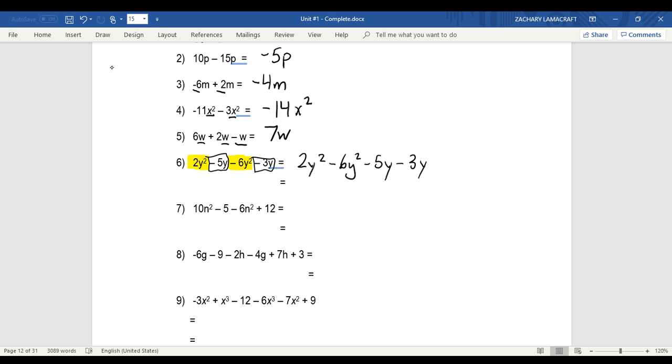So all we do is deal with those numbers. So it's negative 4y squared. Okay. And then we've got negative 5y minus 3y is negative 8y.